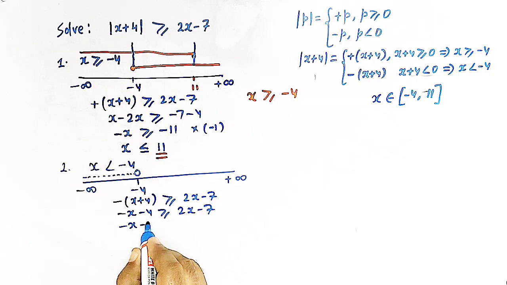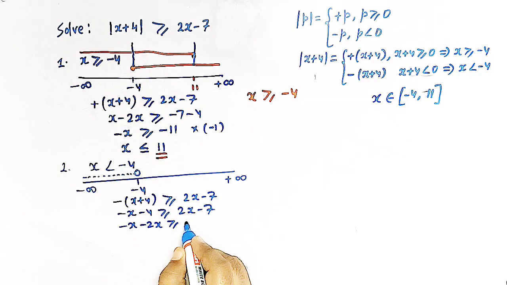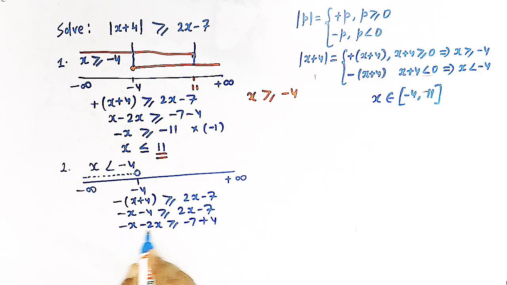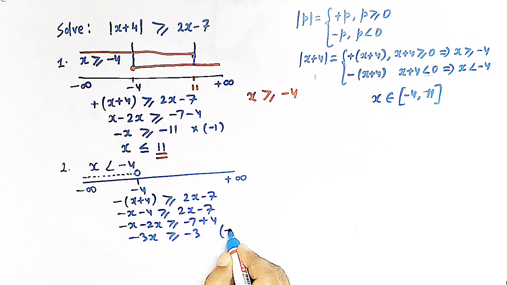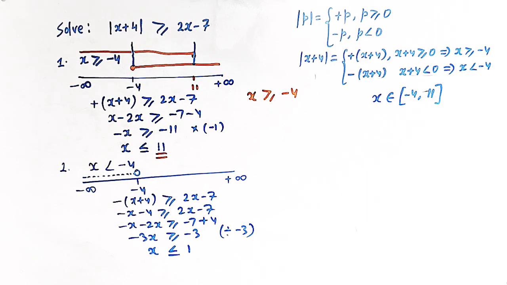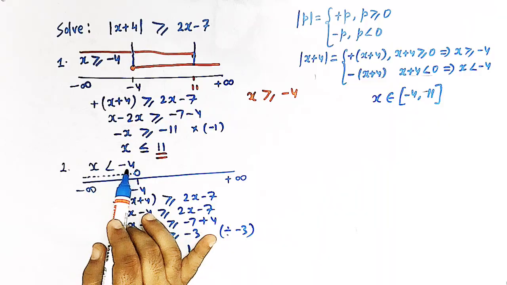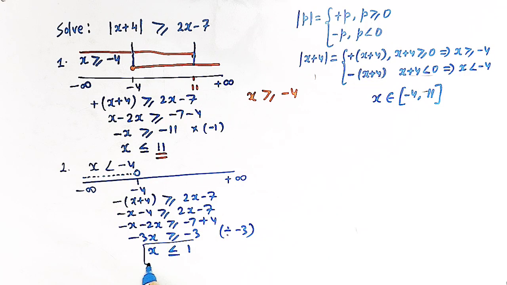So we can take 2x to this side, and here we have minus 7 plus 4. So this is minus 3x, and here we have 4 minus 7 as minus 3. Now dividing both sides by -3, we have x here and 1 here, but the direction of the inequality gets reversed. So now, when x is less than -4, we have x less than or equal to 1.